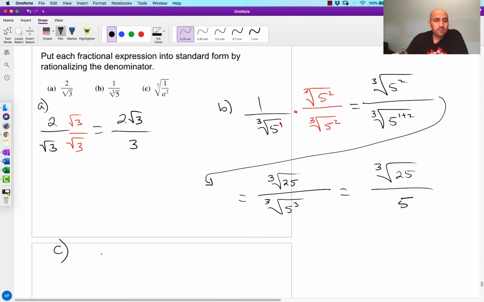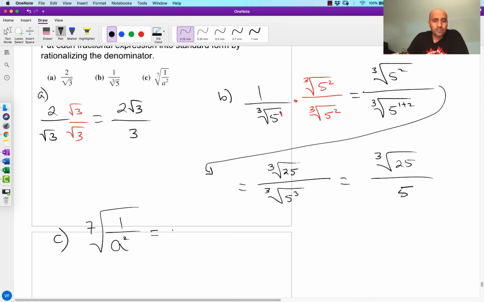Last one, C. We have the 7th root of 1 over a to the 2nd power. Well, we know that we can just separate this into the 7th root of 1 over the 7th root of a to the 2nd power. And the 7th root of 1, well, that's just going to be 1. So the initial statement just simplifies into having the 7th root of a to the 2nd power in the denominator. And we just learned what we need to do here.